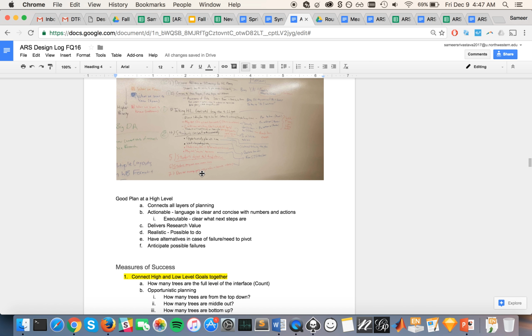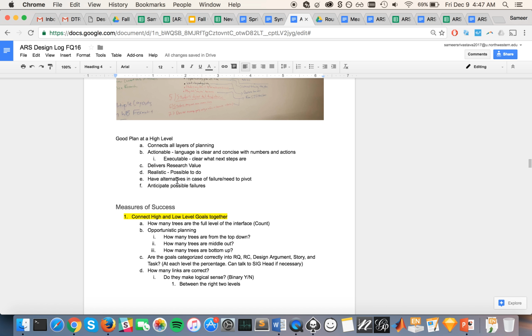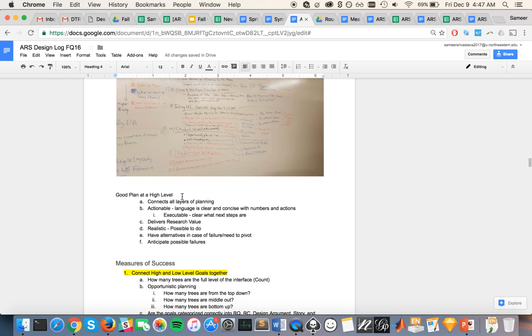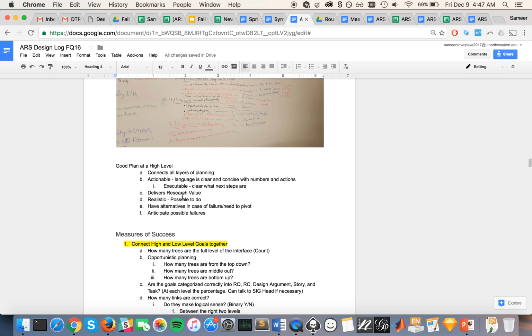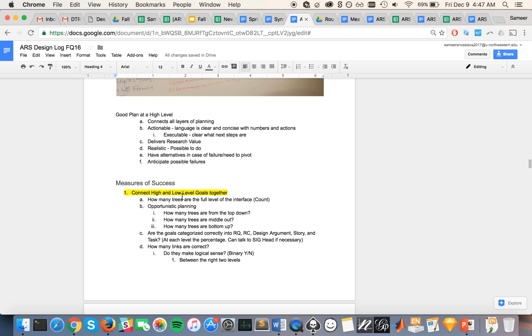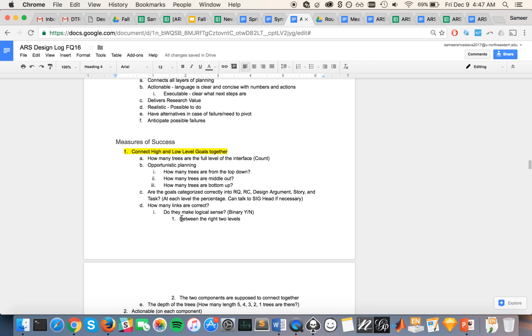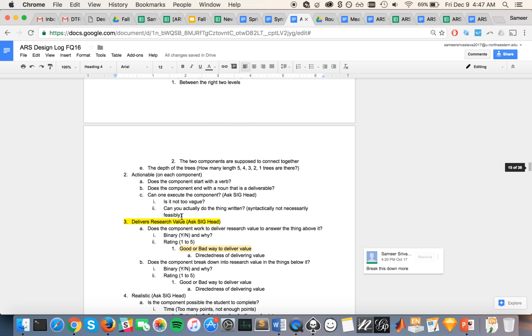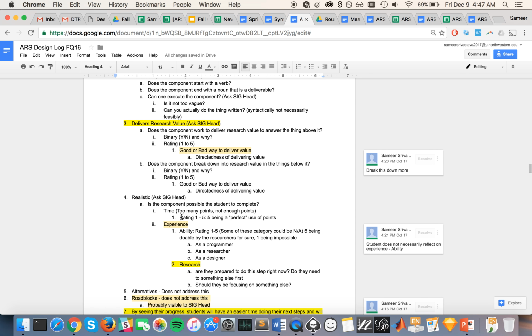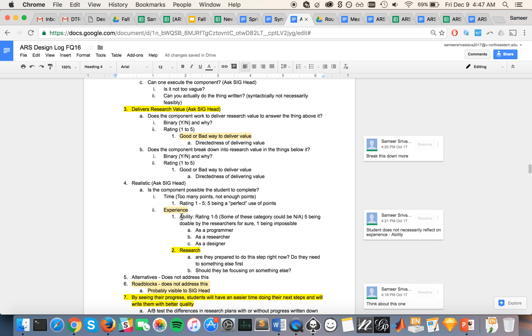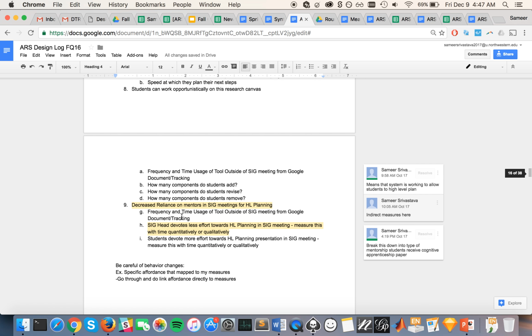So it's good for planning at a high level and connects all the layers. The goal is really connecting the whole thing together for this interface. I wrote down some measures of success. I didn't exactly do this correctly, I'd say. I wrote down what the measures of success were for the interface, not necessarily the user. They were pretty in depth, so not bad in that respect, but I guess the lens was a little wrong.